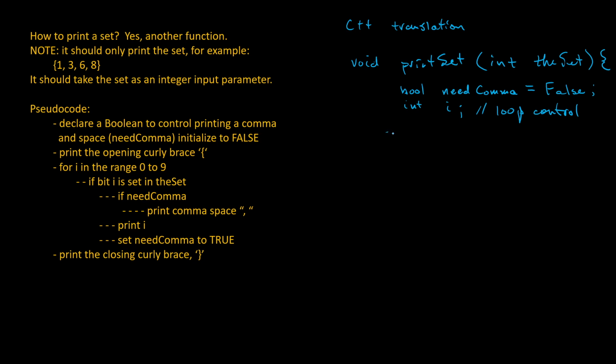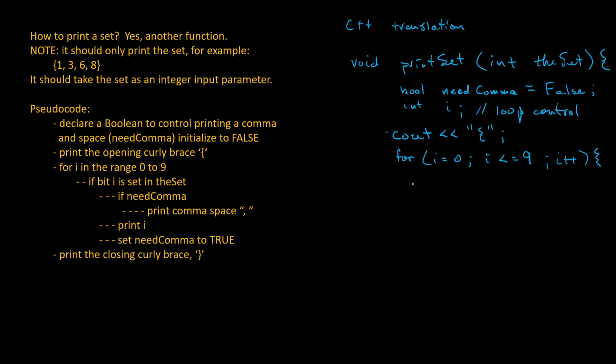So here I'll print an opening curly brace. cout, curly brace. I'm worn out. That's too much work. It's not too bad at this point. And then we can do a for: i equals 0; i less than or equal to 9; i plus plus.